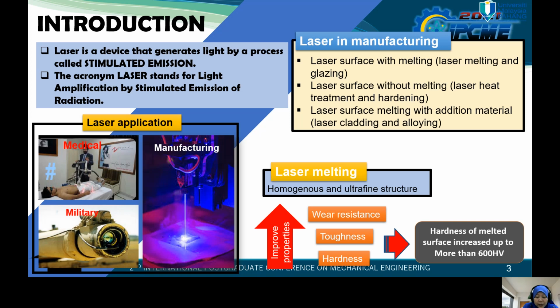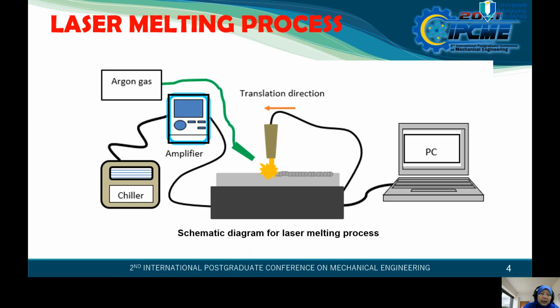Laser melting produces a homogeneous and ultra-fine structure of the surface with rapid solidification. The laser melting improves the properties of wear resistance, toughness, and hardness. Usually, the hardness of the melt surface increases up to more than 600 Hardness Vickers. The figure shows the laser melting process conducted using an Nd:YAG laser with 1064 nm wavelength in pulse mode. In this study, argon gas was used to prevent the sample from oxidation during the laser melting process.